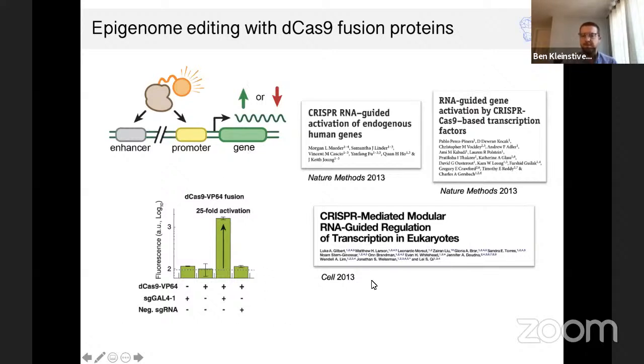So this is a very early paper from the Cell paper back in 2013, where with a pretty unoptimized system, they were able to achieve 25-fold increases in transcription of this gene by targeting a dCas9 VP64 activator fusion to the promoter of this gene. In the time since, these systems have become far better in terms of their ability to titrate gene expression, and there's much more known about how to leverage these systems to perturb genes beyond just functionalities like gene activation. So you can repress genes, image genes, perturb histones, all kinds of other functionalities.